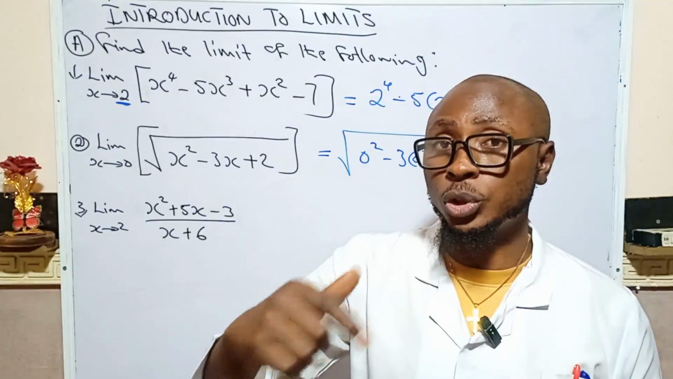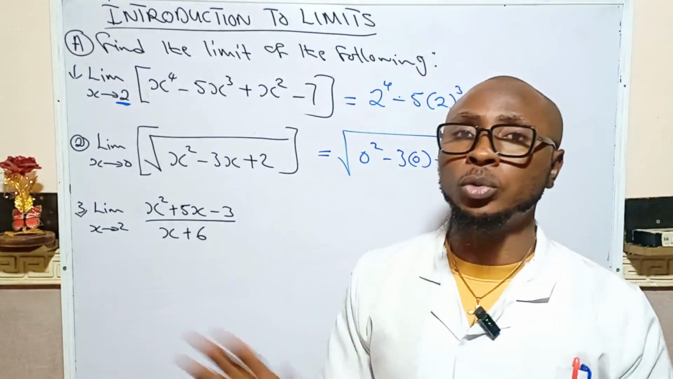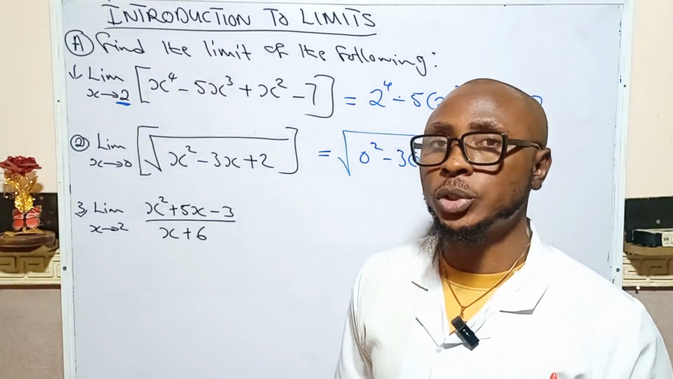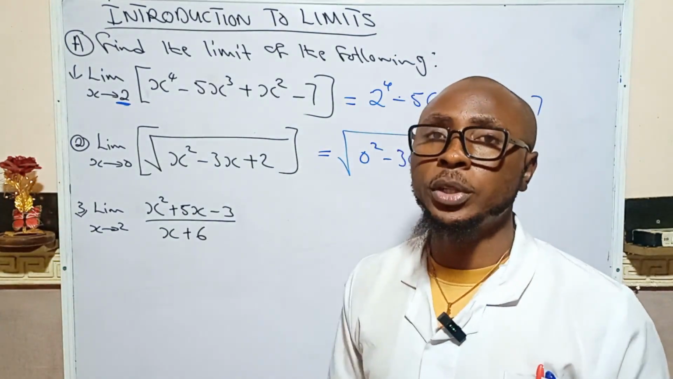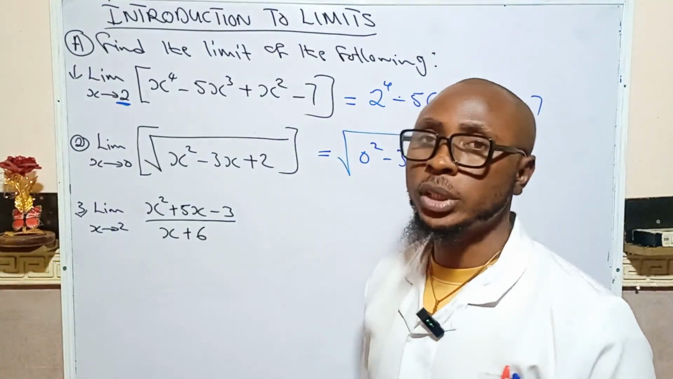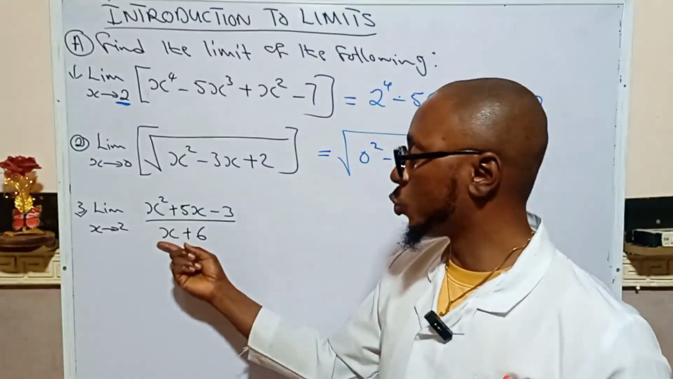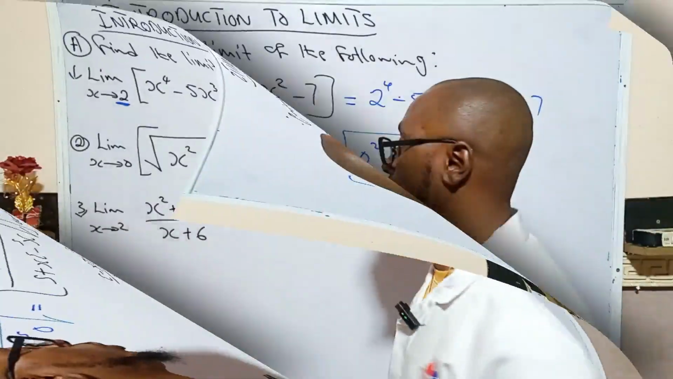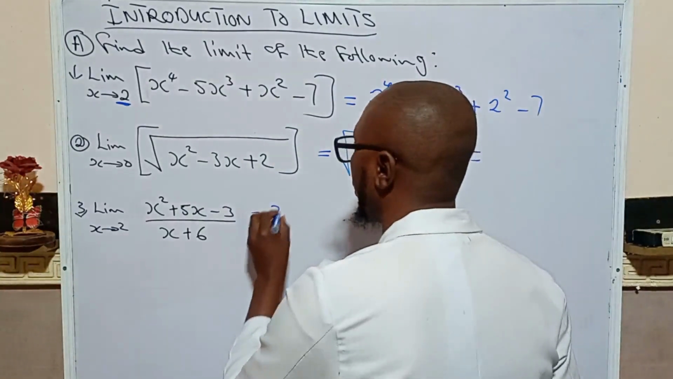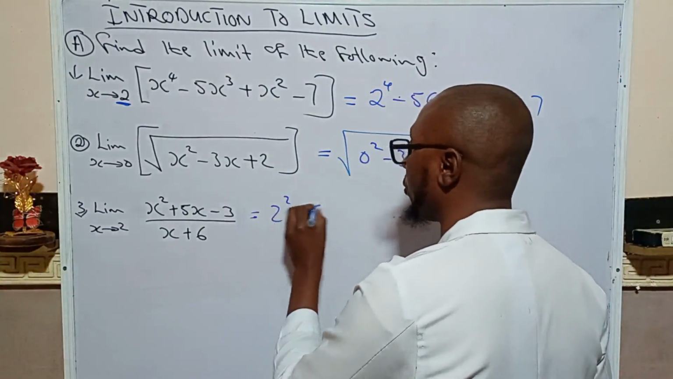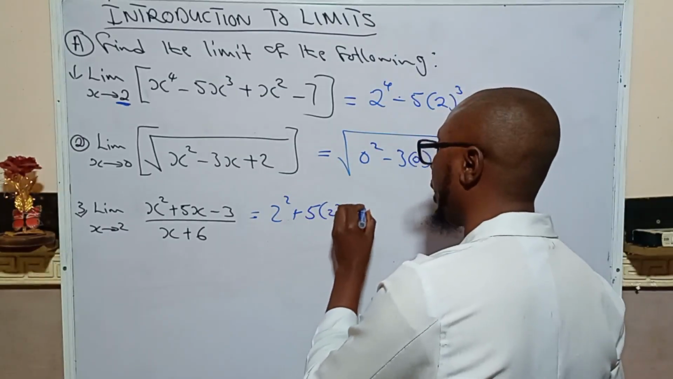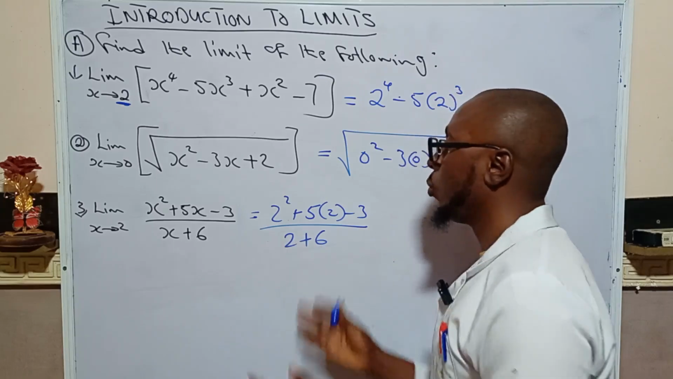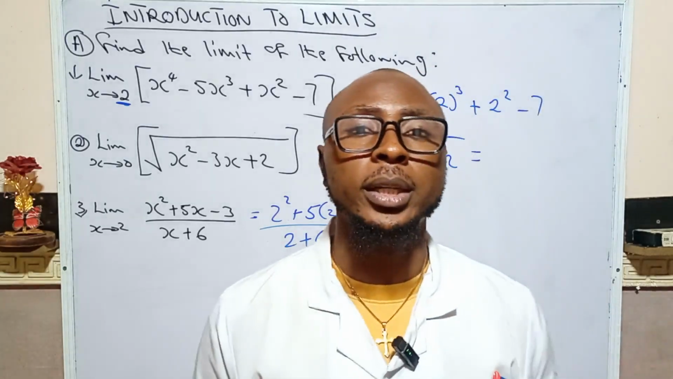Are you getting me? I will teach you the shortcut where you just input and remove the restriction without any problem. But for this one that doesn't have any restriction, you could just input it and get your answer directly. So when you put 2 here, you're going to have 2 plus 6, which is 8, so it will not be 0. So this one is the same thing as saying 2 raised to the power of 2 plus 5 times 2 minus 3, divided by 2 plus 6. And when you run your calculation, you get the answer directly, and that is that.